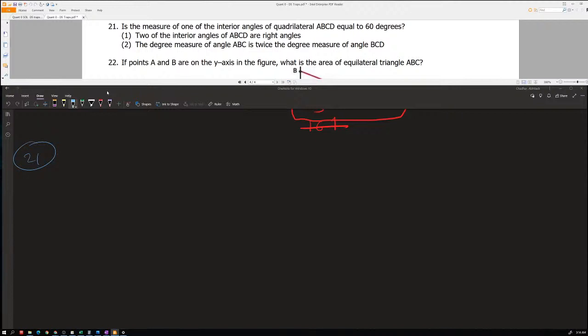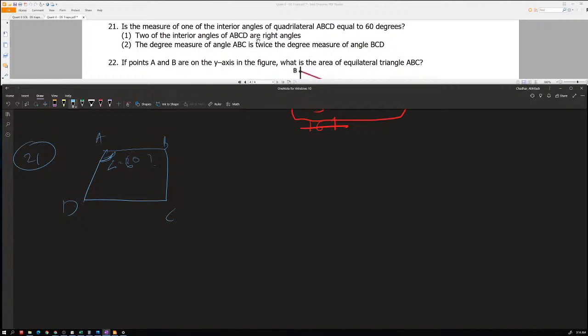Is the measure of one of the interior angles of a quadrilateral ABCD equal to 60 degrees? So there is a quadrilateral ABCD. That's not some, one of the measures of the interior angles. So suppose this interior angle is equal to 60 degrees. So 60 degrees, yes or no answer.